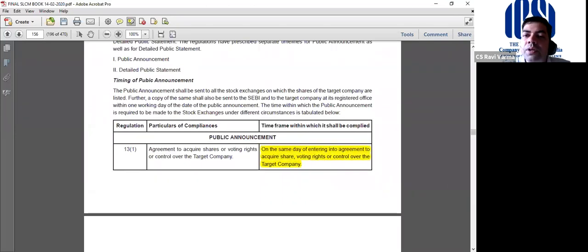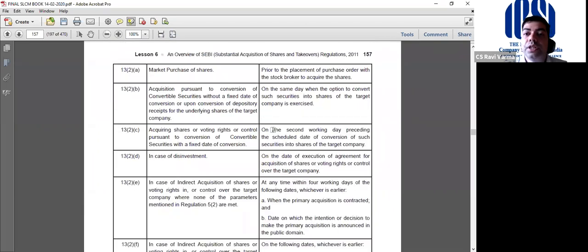Just remember it. It is more or less on the same day. If, for example, you have acquired some shares, on the same day you will make a public announcement. If you are going to acquire some shares by way of agreement and you are signing the agreement today, you will make the public announcement today. If you are going to purchase shares from the market, then you make the public announcement prior to the placement of order. Means before placing the order, I will make a public announcement that I am going to acquire these shares. So these are the cases where I need to do the public announcement.